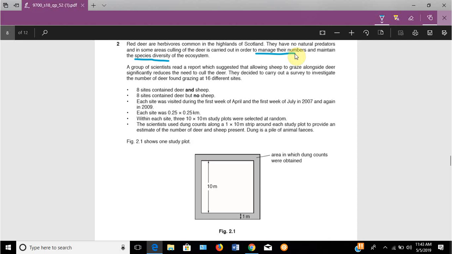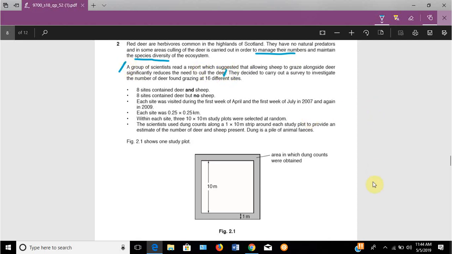Anyways, a group of scientists read a report which suggested that allowing sheep to graze alongside deer might significantly reduce the need to cull the deer. So this is just a hypothesis, right? That if sheep were allowed to graze in the same area as a red deer population, this would somehow manage their numbers, and so we wouldn't need to cull them in order to reduce their numbers. This was a hypothesis, something that needed to be tested out.